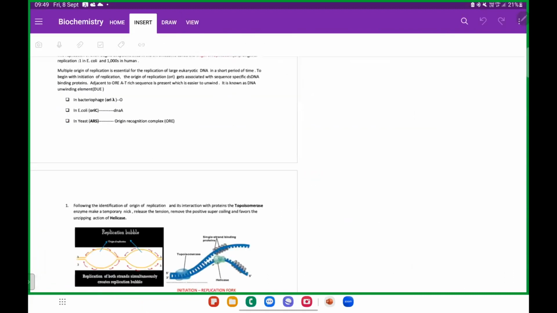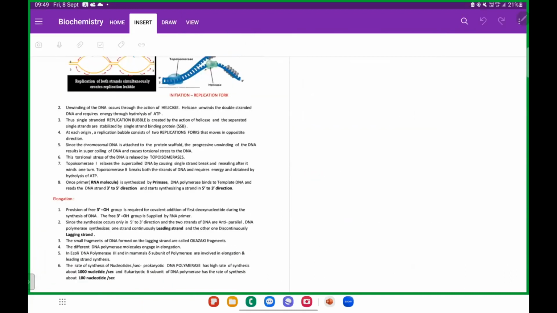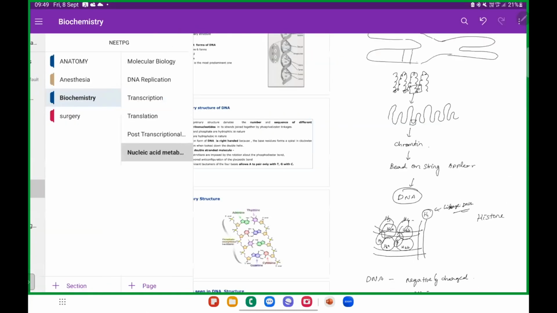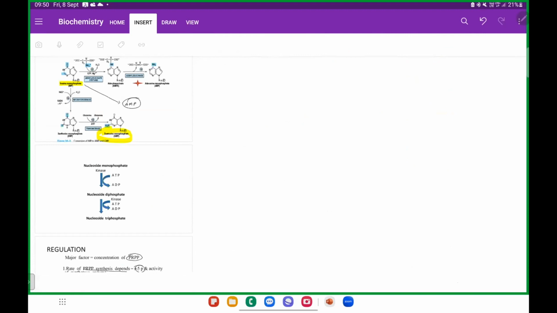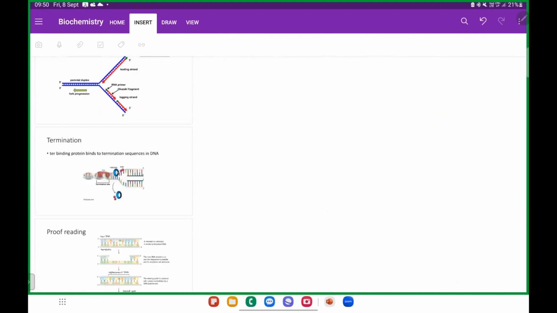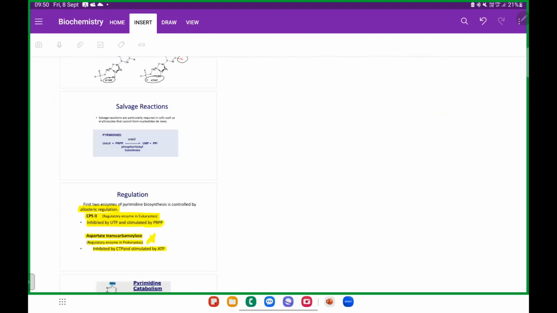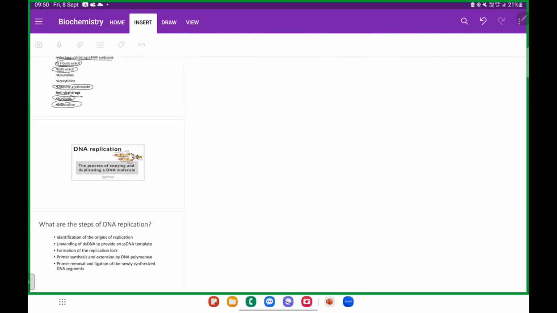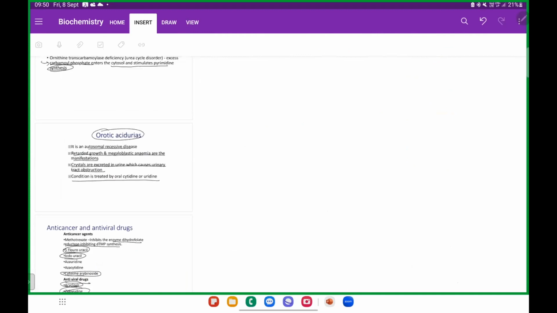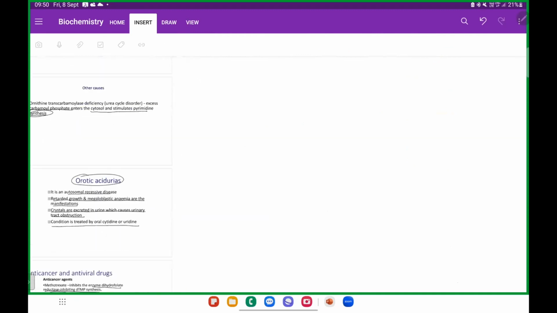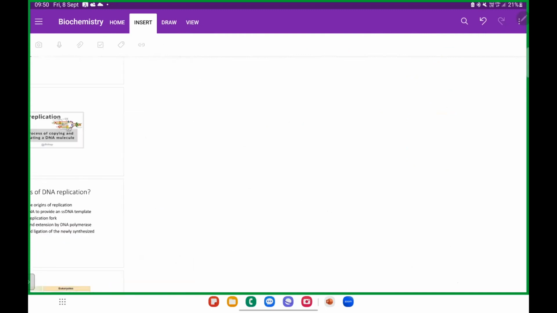Once you understand the cell cycle, then you go for DNA replication. Clear, guys? Can we move forward? I hope you are all clear with the topics we have discussed till now: transcription, nucleotide chemistry, and now we are going to move towards the cell cycle. So first, let me start with the cell cycle.